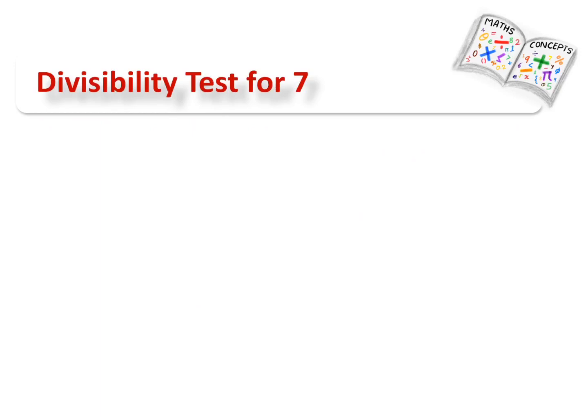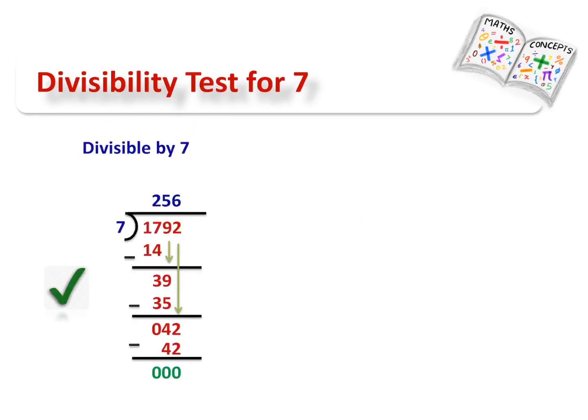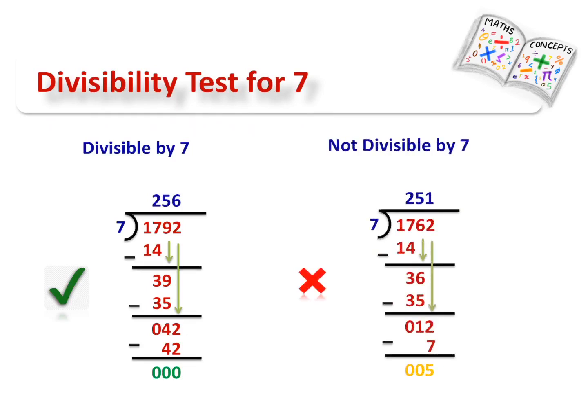Alright, let's validate our divisibility test by actually performing the division. We will take the same examples, 1792 and 1762. When I divide 1792 by 7, it gives me quotient 256 and remainder 0, and we say that it is divisible by 7. This validates our divisibility test. The next example is 1762 divided by 7, which gives me quotient 251 and remainder 5. It means it is not divisible by 7, and once again this actual division validates our divisibility test.